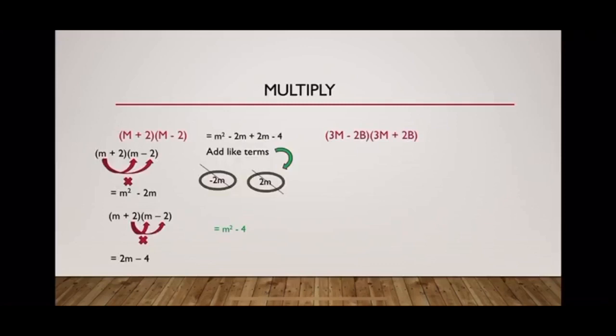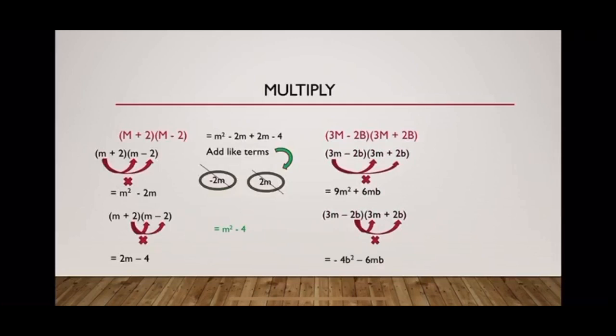Next, we need to do our second question, 3m minus 2b times 3m plus 2b. First, we need to multiply 3m by 3m and 3m by 2b. This will give us an answer of 9m squared plus 6mb. Then we need to multiply negative 2b by 3m and negative 2b by 2b. This will give us an answer of negative 4b squared minus 6mb.